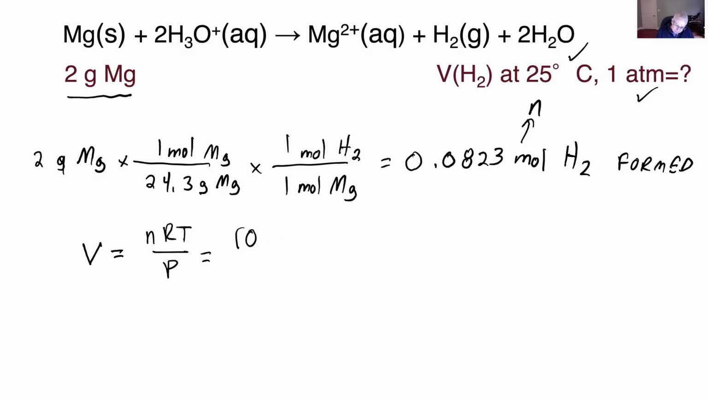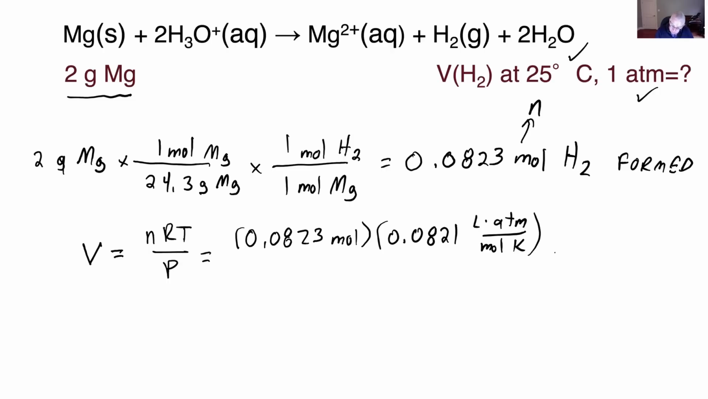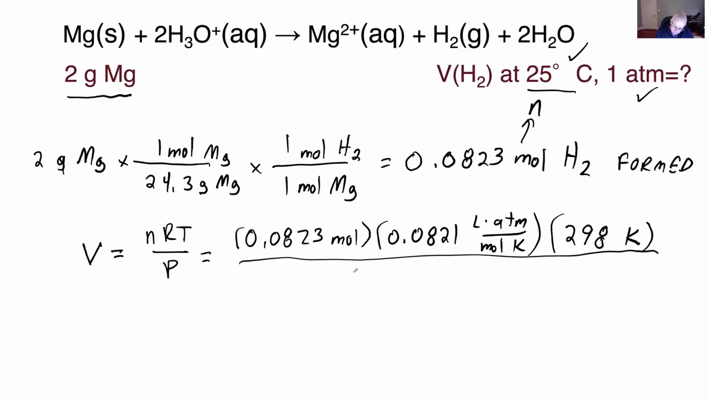So I put in 0.0823 moles. There's a strange little coincidence here because I'm going to put in R in liters and atmospheres, which means I'm also going to put 0.082 there. My temperature is up here, 25 degrees C becomes 298 Kelvin. And then on the bottom, I'm going to go in atmospheres, and I just have 1 atmosphere pressure.